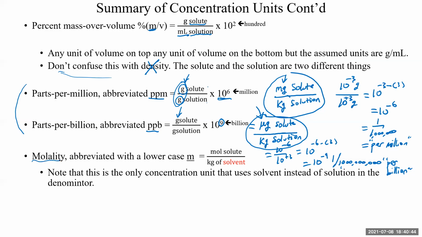And finally, we have molality, abbreviated with a lowercase m. This is one way you know the difference between molarity and molality. Molality, with an L, is designated with a lowercase m, and it's moles of solute per kilogram of solvent. This is the only unit that uses solvent in the denominator instead of solution. It's more of a ratio of solute to solvent than it is an actual concentration. For the most part, we're not going to deal much with molality except as a given quantity.